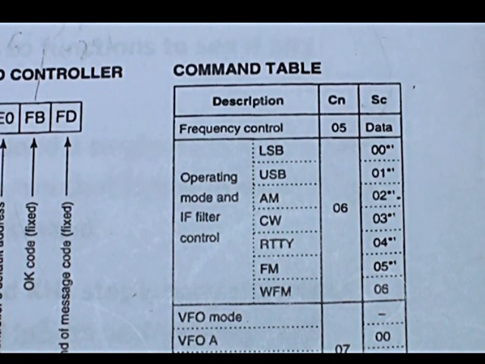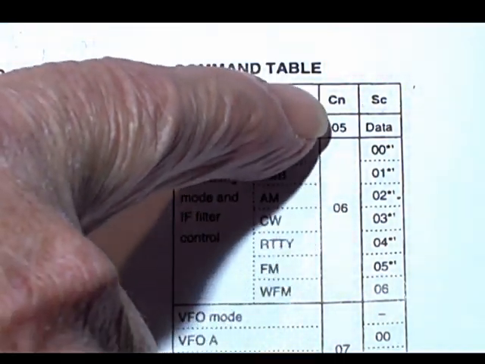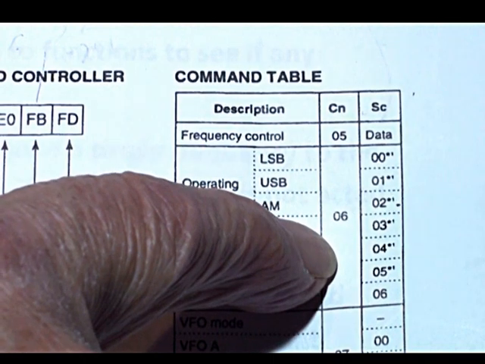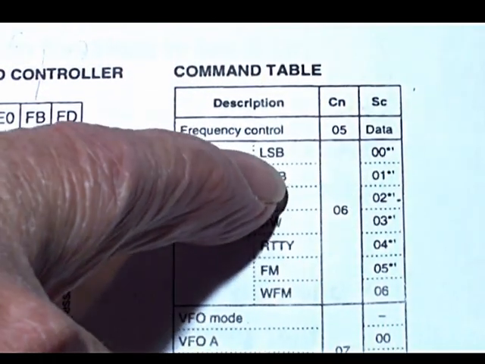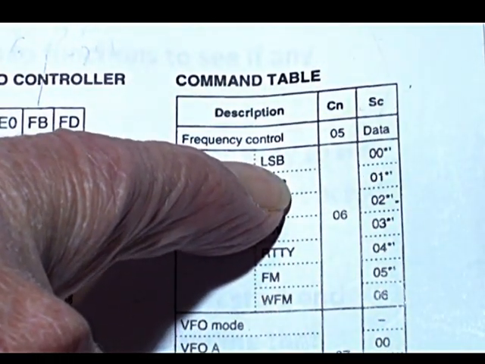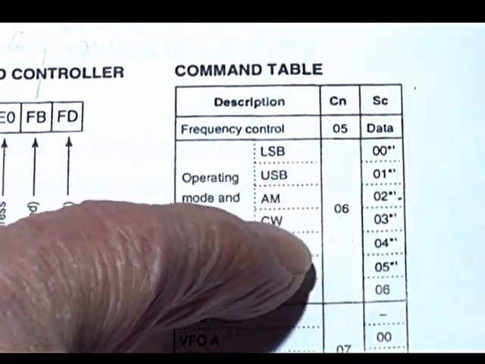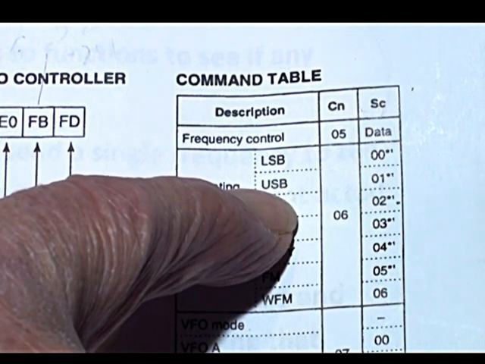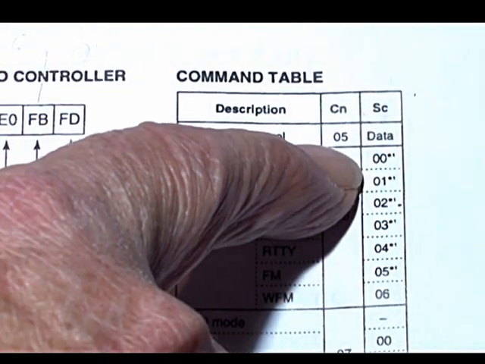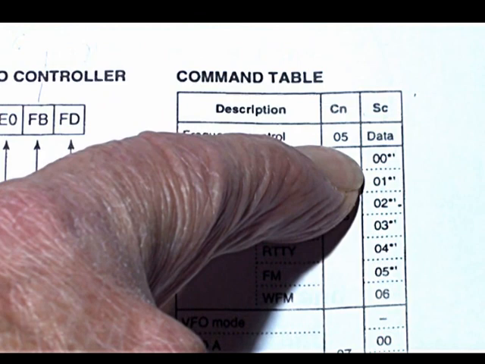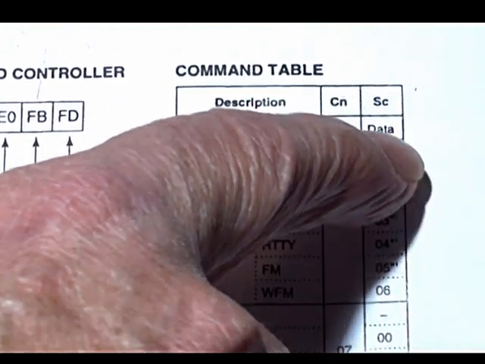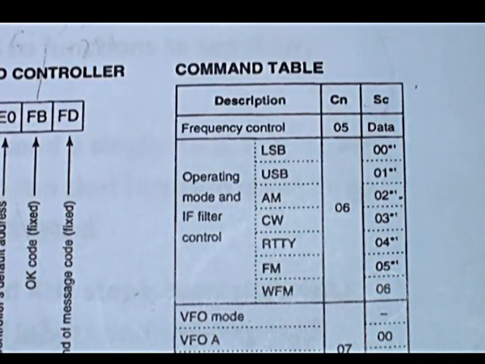So very briefly, here's an example of the command table. Command number, for example 06, followed by 00 means let's go to lower sideband, or 06 followed by a 01, let's go to upper sideband. In the frequency control section, if you send a 05 followed by a string of what I call binary coded decimal numbers, it'll send the radio to whatever frequency you've told it to.